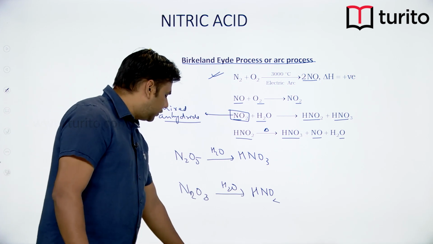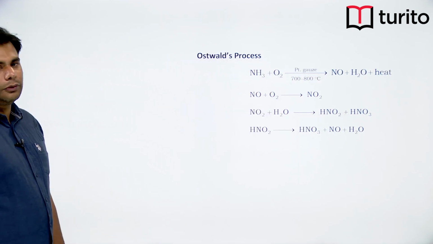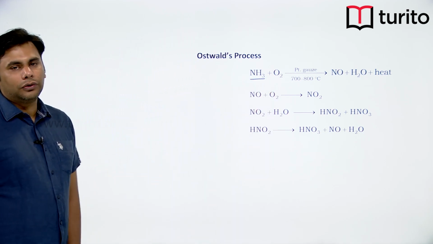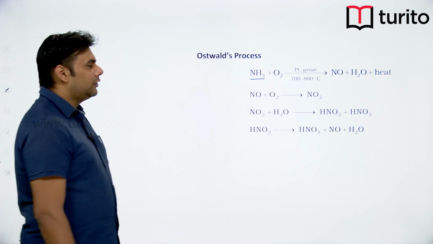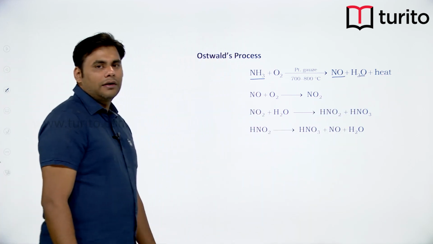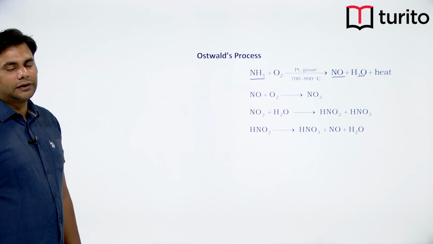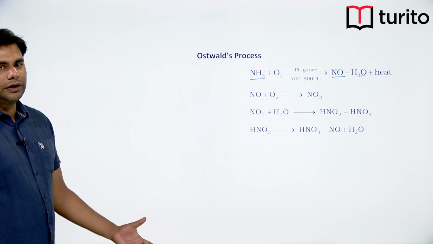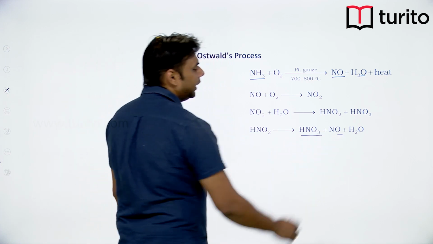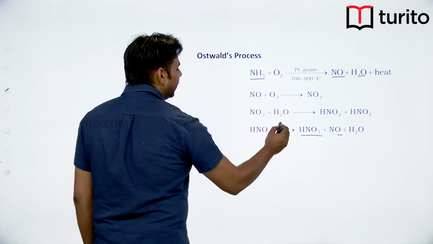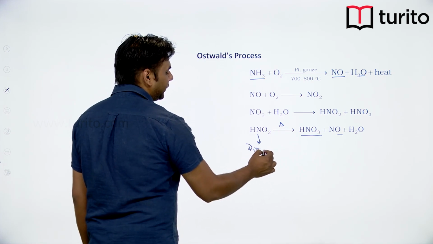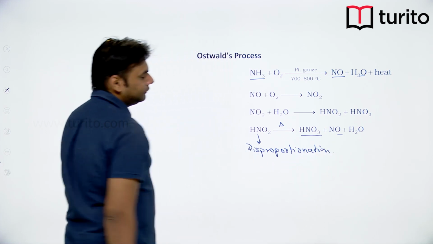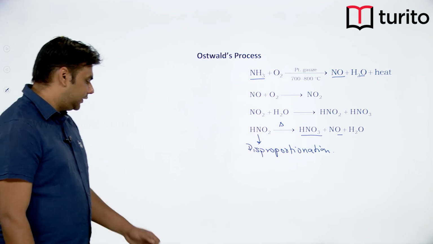The second important process for the preparation of HNO3 is the Ostwald process. In the Ostwald process, we react ammonia with O2 in presence of platinum gauze. So you get NO plus water plus heat. So it is an exothermic reaction. Now again, this NO formed is oxidized into NO2, then reacted with water to form HNO3 and HNO2. Then HNO2 is again heated to get HNO3 and NO. So you can see that HNO2 on heating is undergoing a disproportionation reaction, that is, the same substance is undergoing oxidation as well as reduction. So HNO2 on heating disproportionates, giving HNO3 and NO.